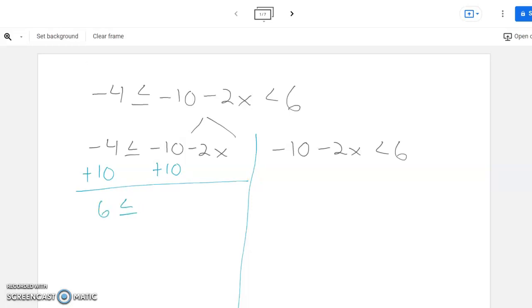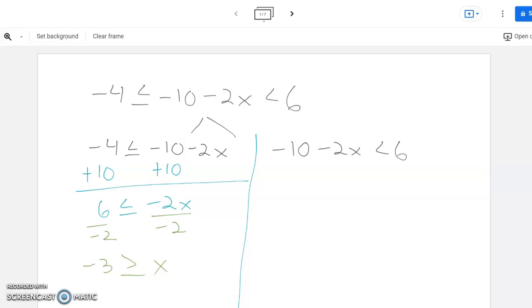10 minus 10, that becomes 0, so it goes away, and I'm left with just the negative 2x. All right. Now I'm trying to solve for the x, but x is being multiplied by negative 2, so I'm going to divide both sides by negative 2. 6 divided by negative 2 is going to be negative 3. So negative 3 is going to be greater than or equal to, I'm divided by a negative, so I have to flip the inequality sign. So negative 3 is going to be greater than or equal to x.